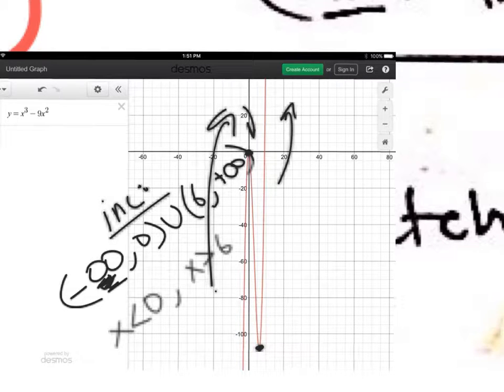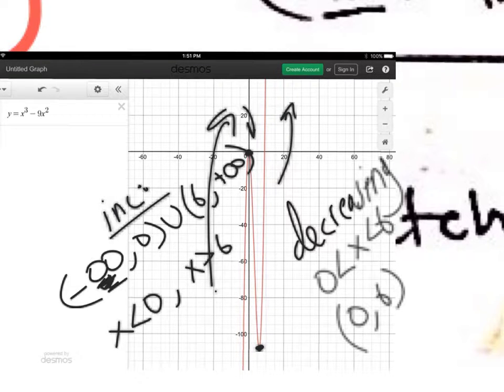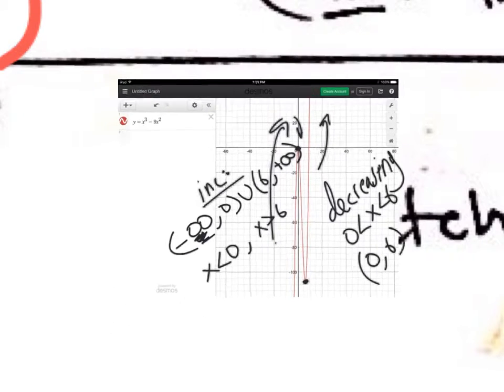If we were writing that in inequality notation, it would look something like this. X is less than 0, and x is greater than 6. Notice how I did not use or equal to, because it's not increasing at those points. Okay, and then it's decreasing between 0 and 6. So for our decreasing, we could say between 0 and 6, so x is greater than 0 and less than 6. In interval notation, we could say that. Alright, so there's our increasing and decreasing information.